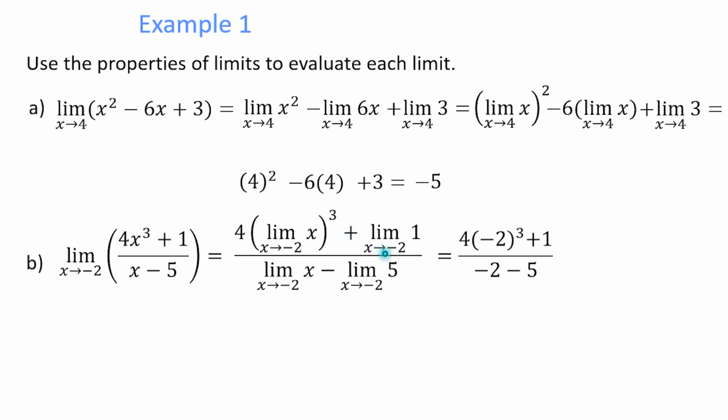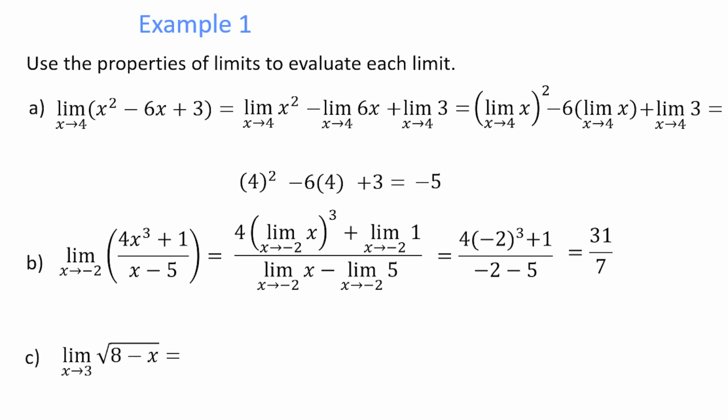This will be the limit of a constant, which will be equal to the value of the constant, which is +1. Here again the limit of the identity function at -2, which is equal to -2, and then minus the limit of a constant again, which is the same value as the constant value, which will be 5. Now we need to find the value of this fraction, which will be 31/7.